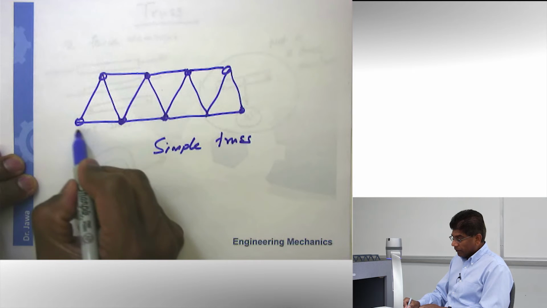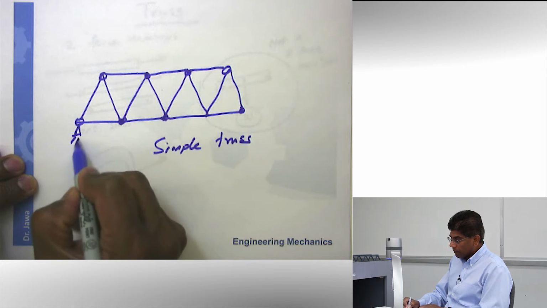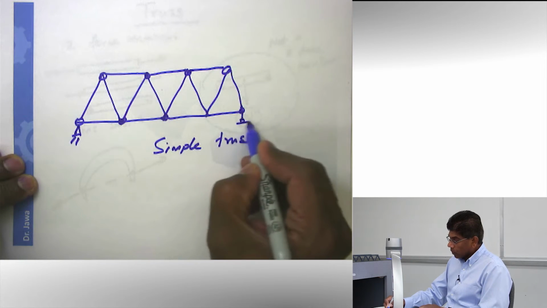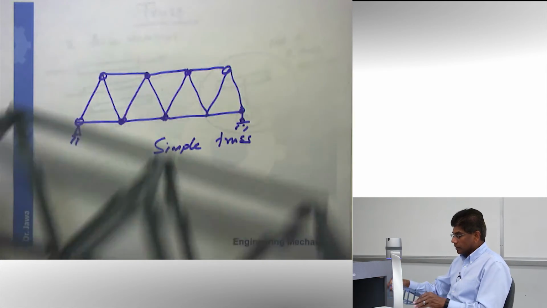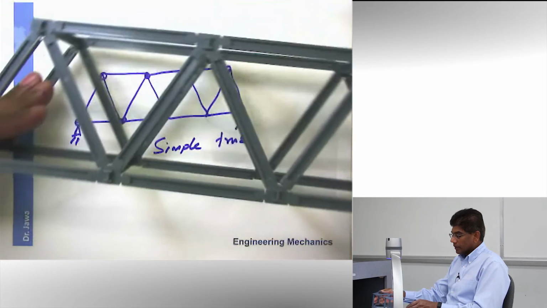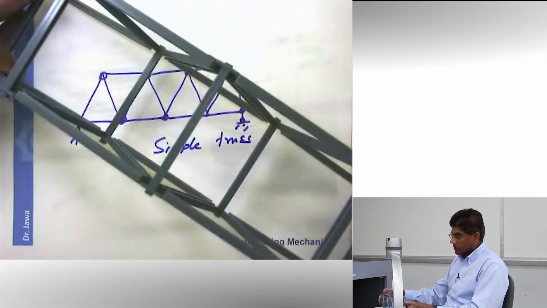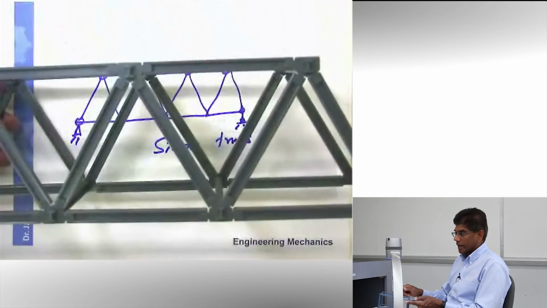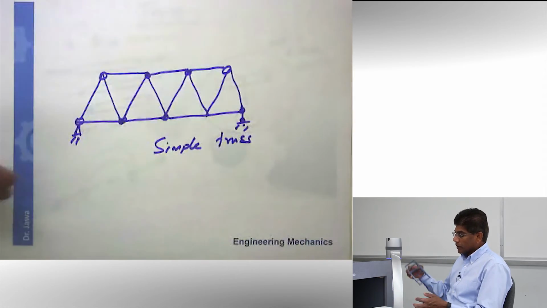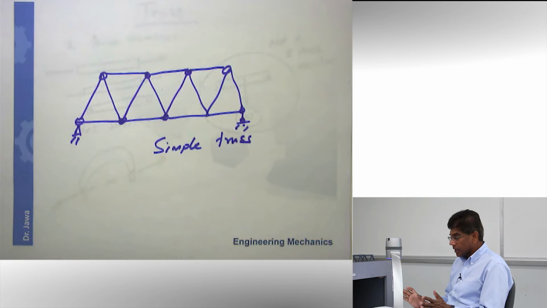All right? And of course, the truss will finally be supported by maybe a pin joint and a roller joint. An example of such a truss is right here. You have seen it a few minutes ago. All right? That's a simple truss. Actually, it's a bridge. And you can see the truss elements made of triangles. All right. So that's how truss analysis is done.